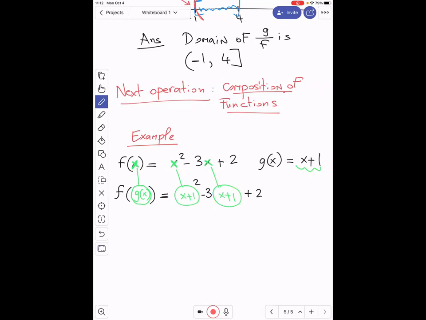All right, now let's compute this thing. What's f of g of x? Again, you think of the circle like a parenthesis. So this is x plus 1 between parentheses, and then there's a square outside, minus 3 times parentheses x plus 1, plus 2.